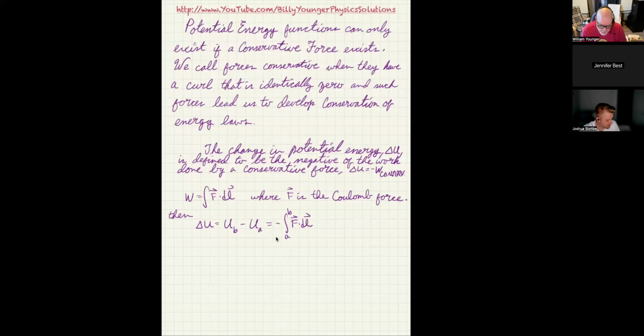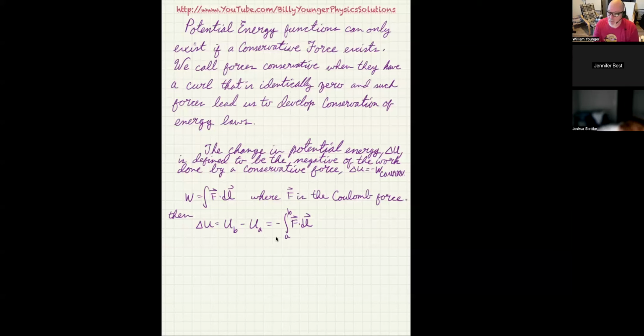So we call forces conservative when they have a curl that is identically zero, and such forces lead us to develop conservation of energy laws. So it turns out that the change in potential energy, delta U, is defined to be the negative of the work done by a conservative force. So that's sort of like the underlying definition. Like if you discovered a new force that you'd never seen before, you might want to say, well, it'd be really good if I could get this out of the vector world and into the scalar world. So I'd like to make up a potential energy function.